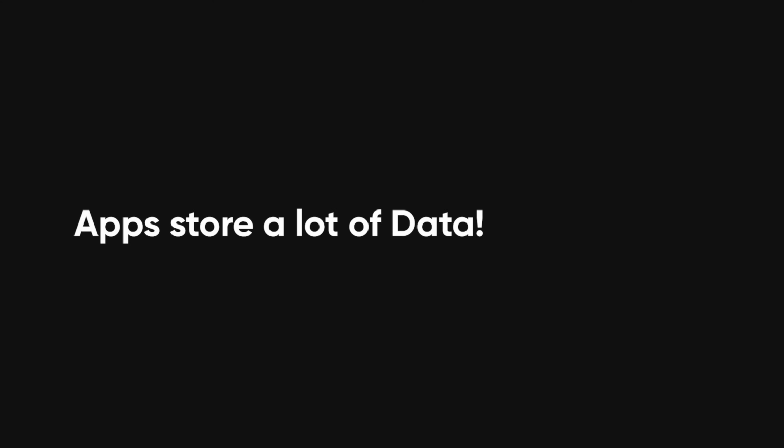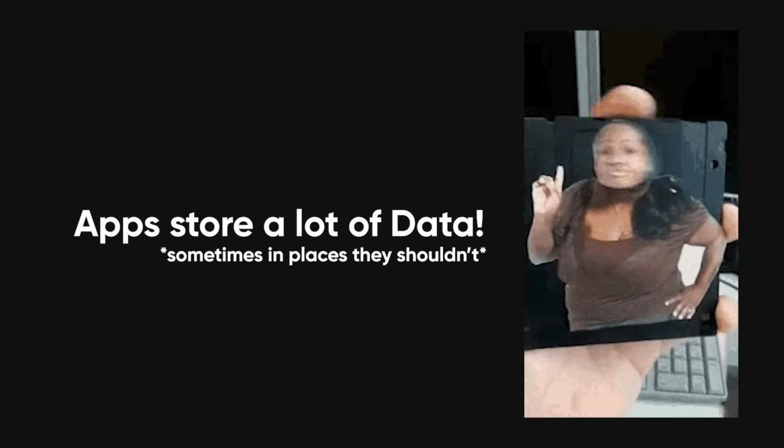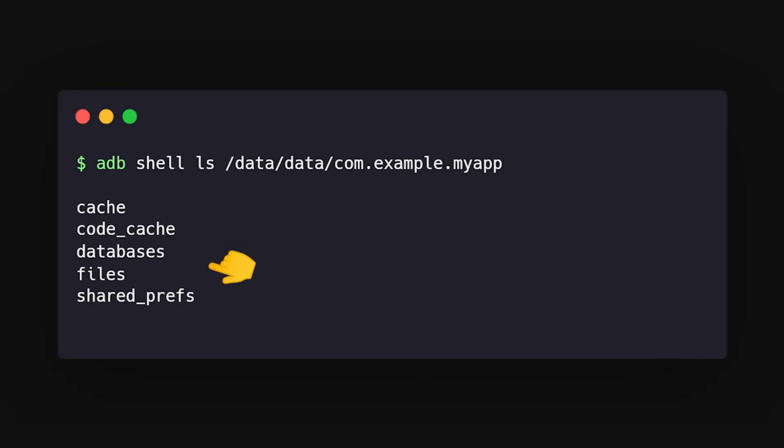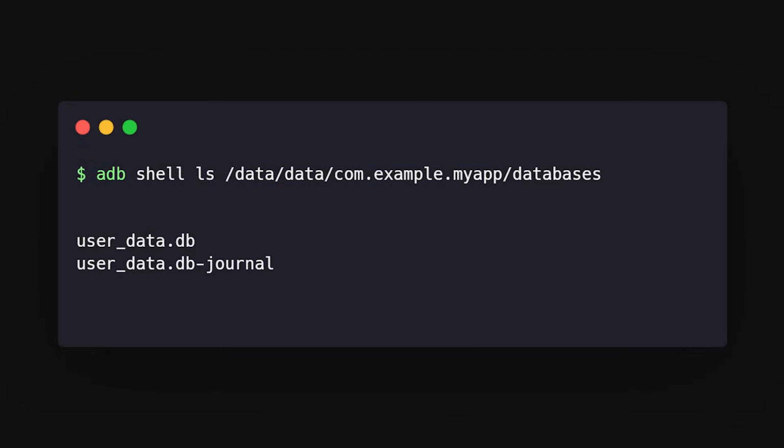Let's talk data storage. Apps store a lot of data, sometimes in places they shouldn't. With ADB, you can access app directories, databases, and shared preferences. You can find app data in places like /data/app, or if you want to get into databases, head over to /data/app/databases and use SQLite3 to read those.